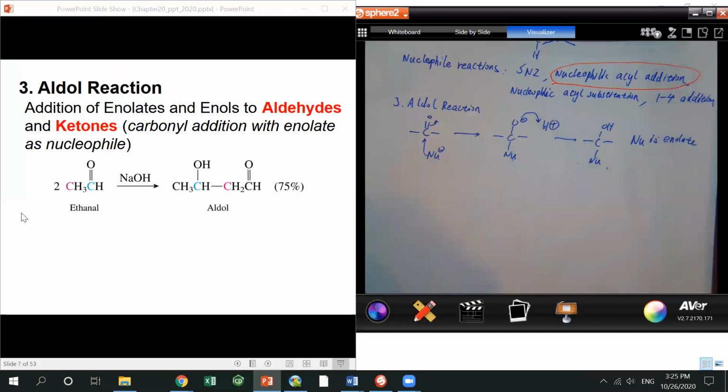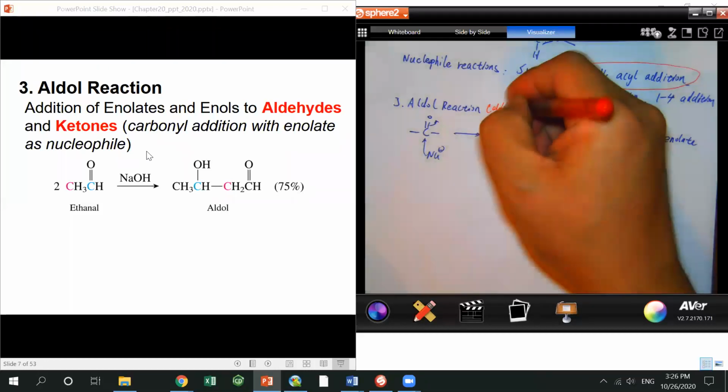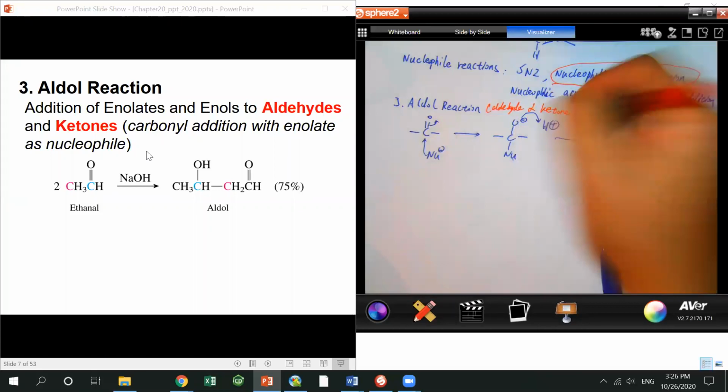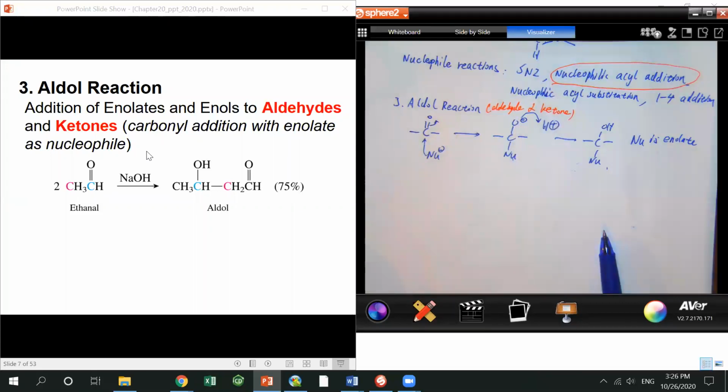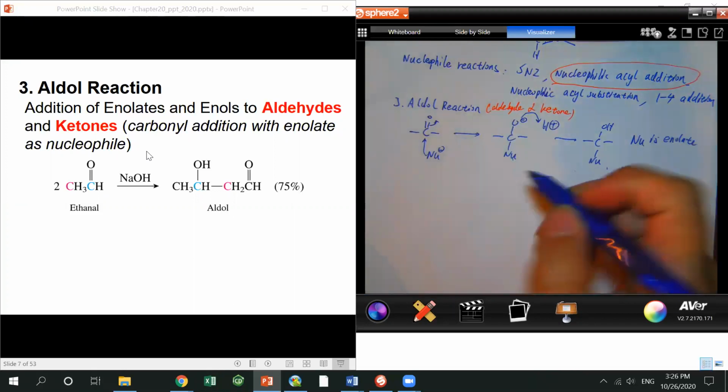Here is the general reaction for this chapter, the Aldol reaction. Keep in mind that the Aldol reaction only happens with aldehydes and ketones. These two try to react with themselves. Normally two aldehydes or two ketones react with themselves.